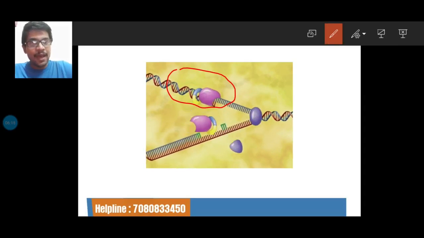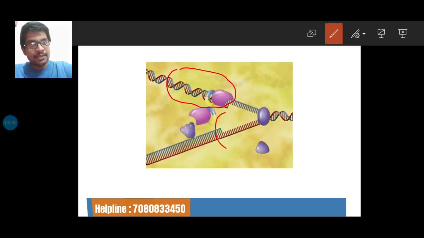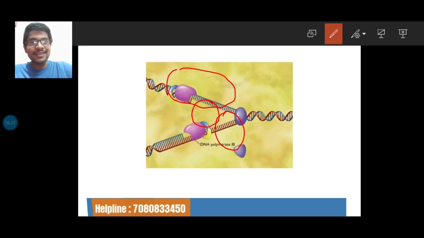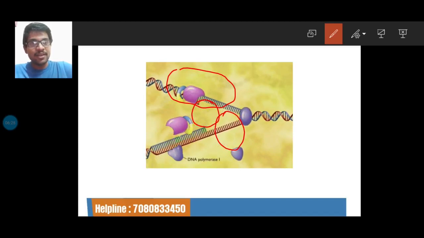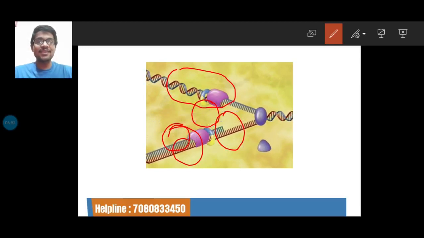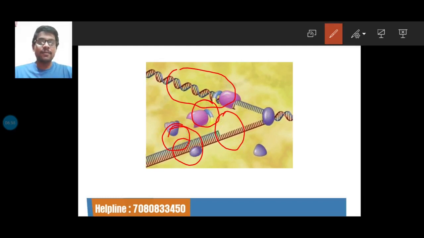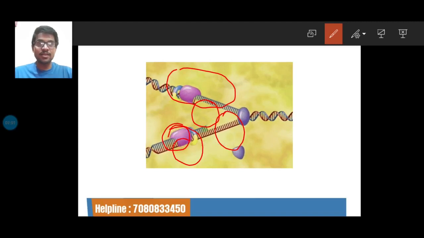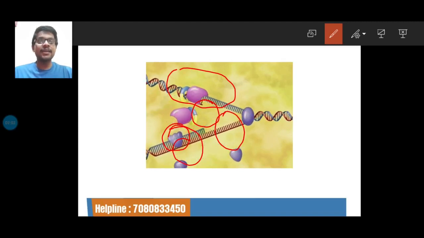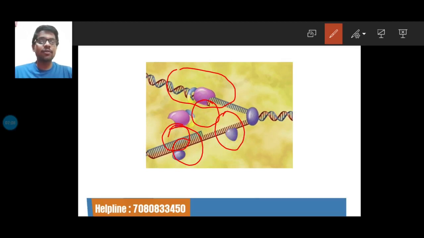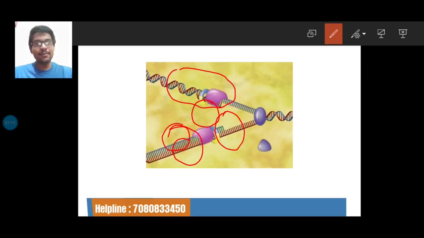Just see here, the RNA primer is synthesized by the enzyme primase, then DNA polymerase 3 is replicating the strand. After that, the RNA primer is removed by the enzyme DNA polymerase 1 and the gap is sealed by the DNA ligase. So in the lagging strand, at first the RNA primer is synthesized by the enzyme primase, then DNA polymerase 3 synthesizes a small fragment of DNA, then the RNA primer is removed by DNA polymerase 1 and those fragments are joined together by the enzyme DNA ligase.